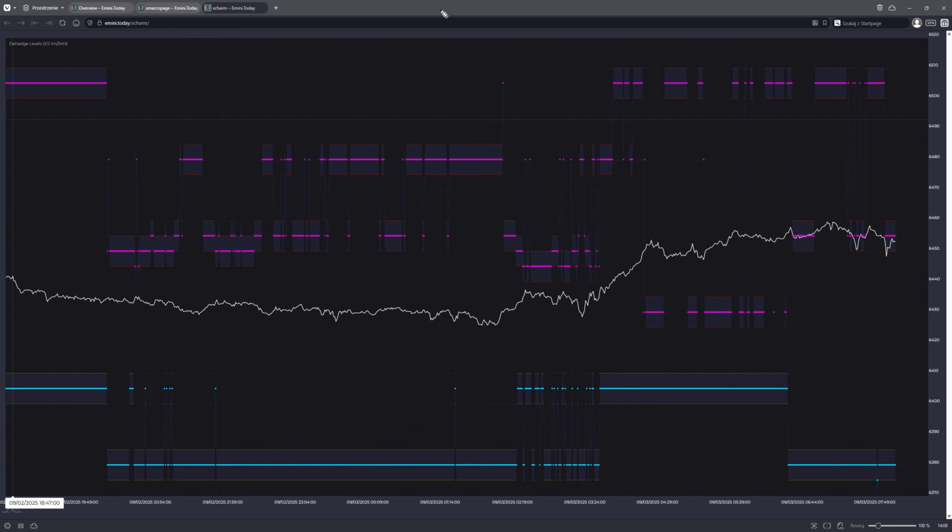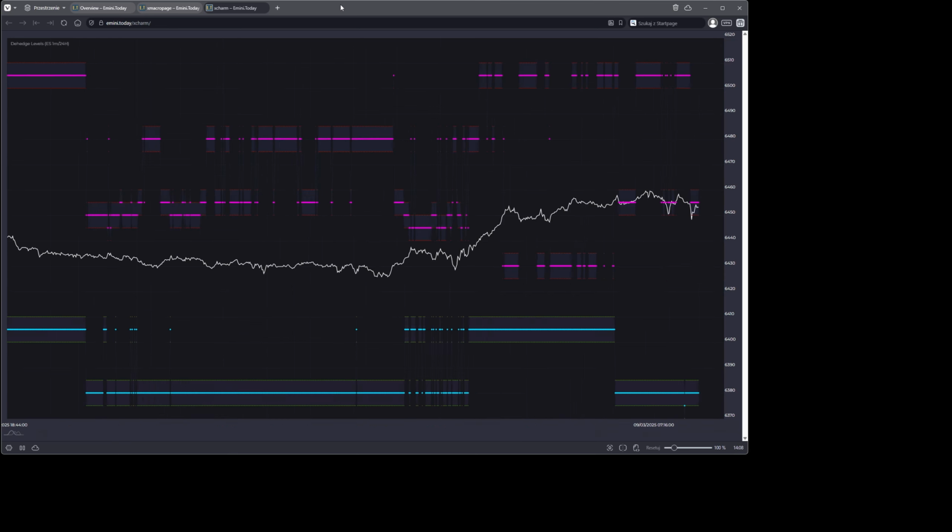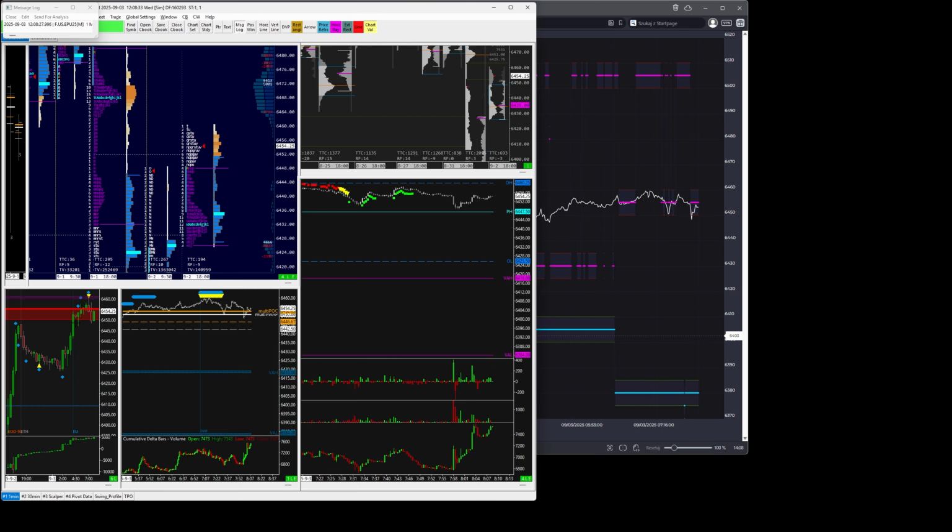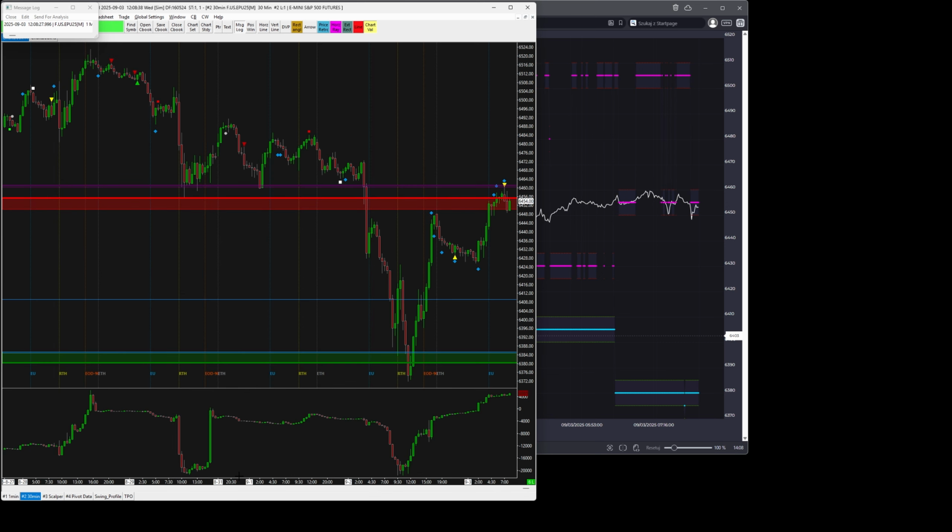So maybe there will be an even more stable version, in the sense that it will just show one level. I mean, two levels, one for support and one for resistance, or it won't show if it's not stable, right? So you can also find these levels in the study in Sierra Chart. You could find it here.